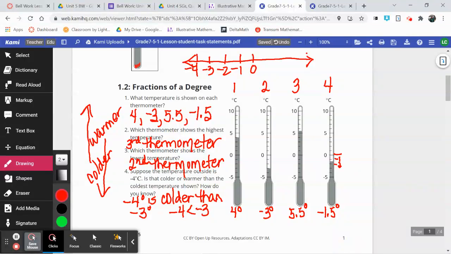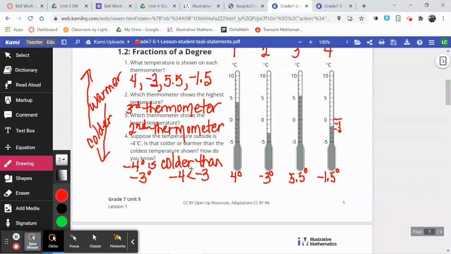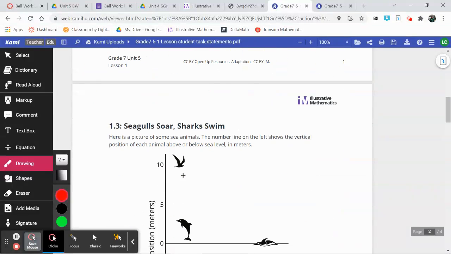All right. Let's move on to the next activity. Next activity is going to be on page 351. All right, here we go. It says, and this is page 351, seagulls soar and sharks swim. Here is a picture of some sea animals. And you guys have yours in color. And a couple of yours might be a tad bit different than mine, but that's okay.